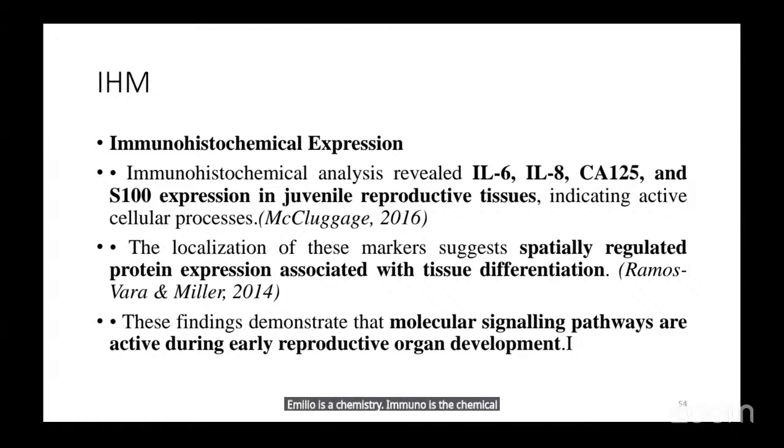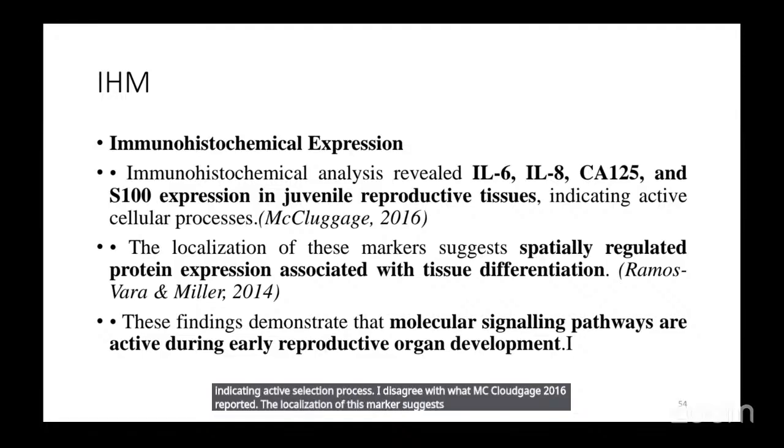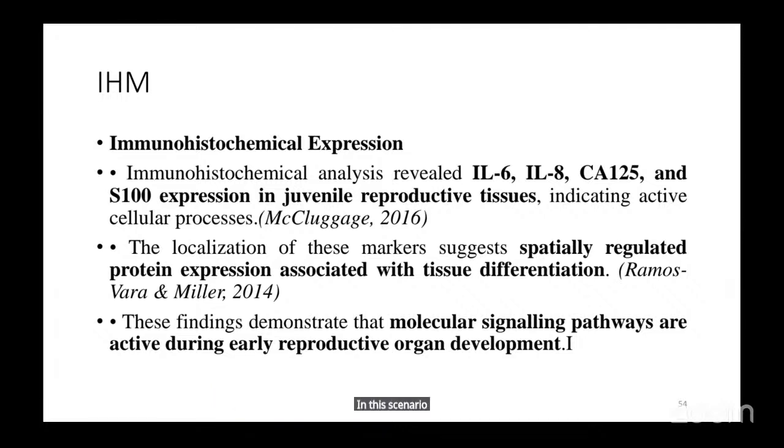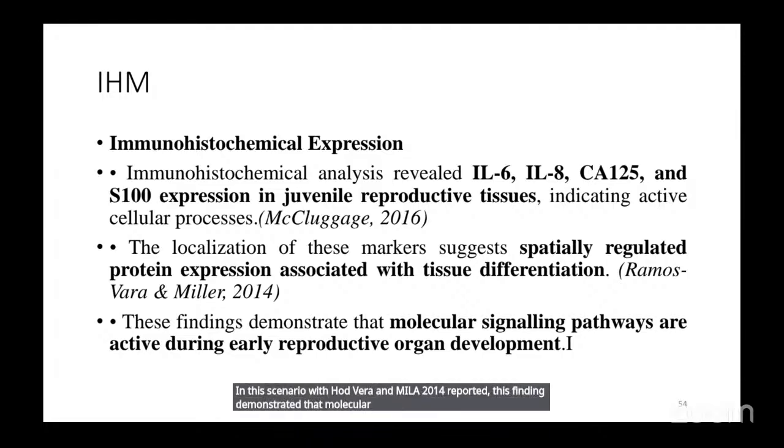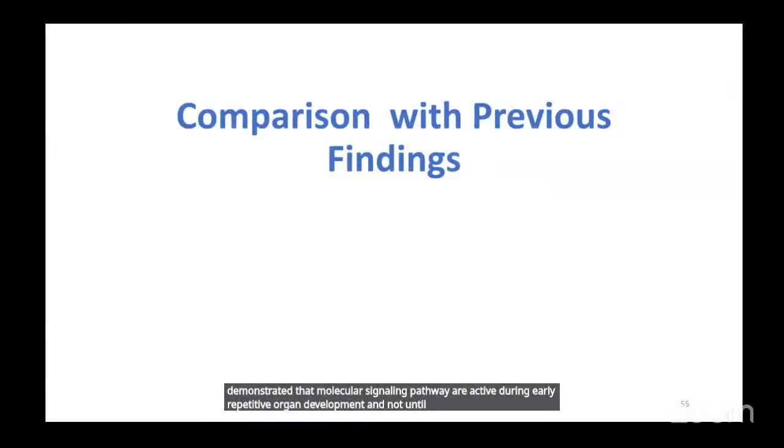Immunohistochemical analysis revealed interleukin 6 and interleukin 8 in juvenile reproductive tissues, indicating active cellular processes, and this agrees with what Cloudgate 2016 reported. The localization of this marker suggests spatially regulated protein expression associated with tissue differentiation, and this is in agreement with what Vera and Miller 2014 reported. This finding demonstrates that molecular signaling pathways are active during early reproductive organ development and not only when reproduction starts.